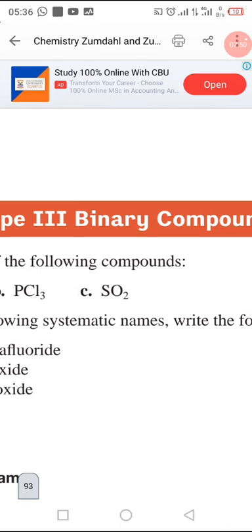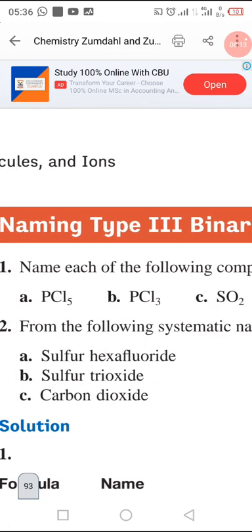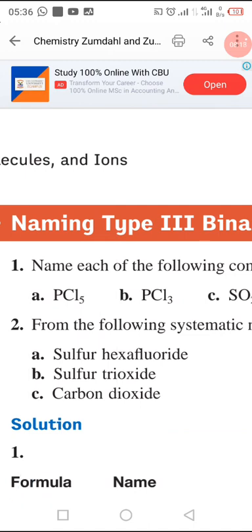So type 2 does involve a transition element and any other element on the periodic table. Since I've explained about transition elements, it will be quite useful to name binary compounds, having the key from the first episode that I did. Okay, so you have to name each of the following compounds here. If you look properly, we've got A here, which is PCl5. So I've got phosphorus here and also chlorine.